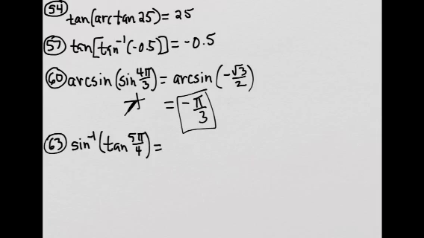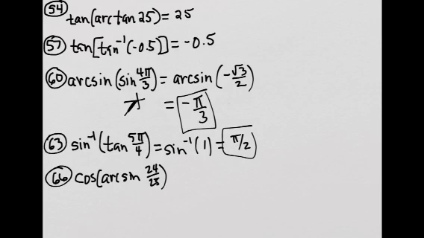Alright, so for 63, these are not inverses of each other. You've got sine inverse and tangent. But that's okay. We're going to again solve it like we did for 60. First, we're going to do what's in the parentheses. So tangent of 5 pi over 4, that's another angle in quadrant 3. So the tangent is positive, so it's going to be positive 1. And sine inverse of 1, the angle that will give me a ratio of 1 for sine would be pi over 2.